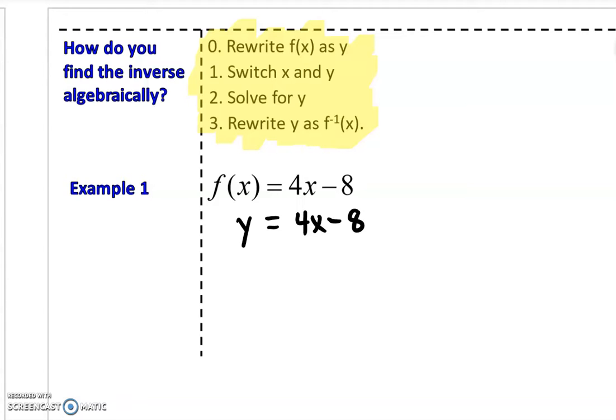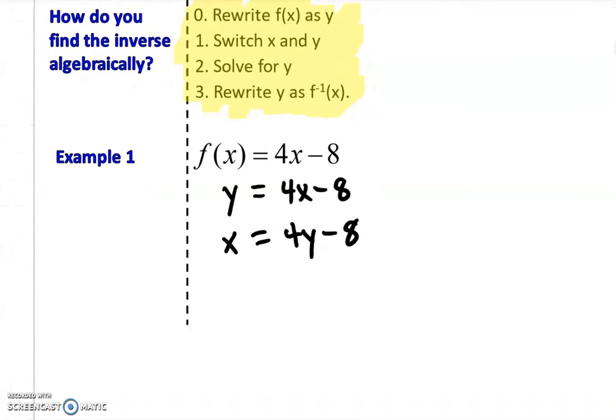It says to switch x and y, kind of like we do in the table, right? So that's what we're going to do, switch x and y. And then we're just going to solve this equation for y. So let's get y by itself. We're going to have to add 8 to both sides. So I have x plus 8 equals 4y.